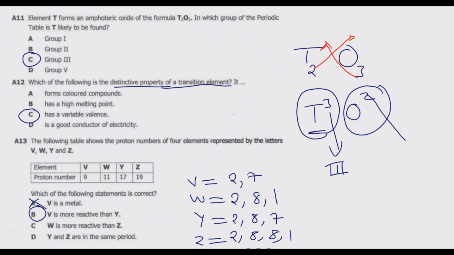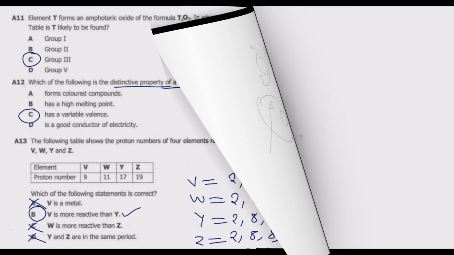C, W is more reactive than Z. So W is a metal, Z is also a metal, but Z is in group 1. So the activity of metals in group 1 increases as we move down the group. So C is incorrect. D, Y and Z are in the same period. They are not. Y is in period 3, then Z is in period 4. So D is incorrect. So B is the correct answer.